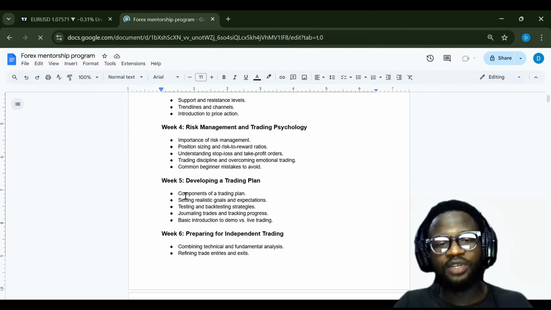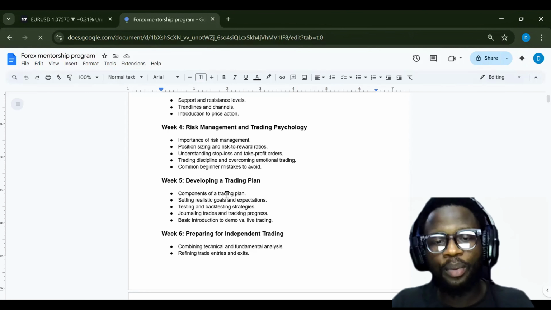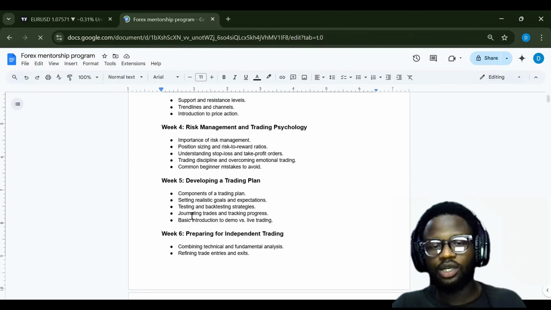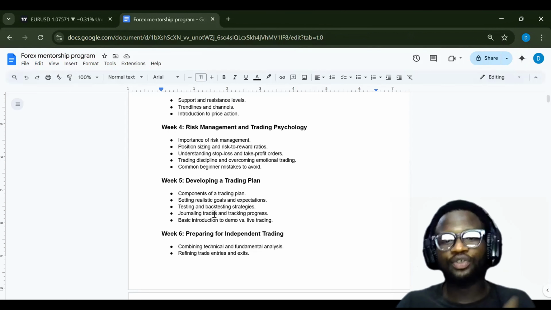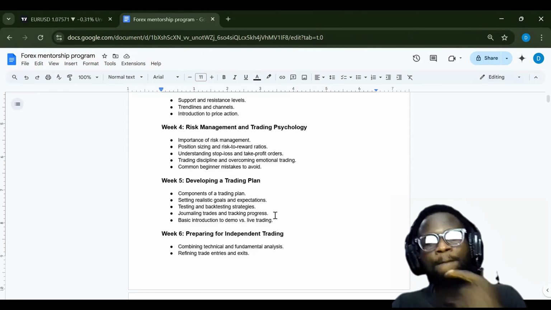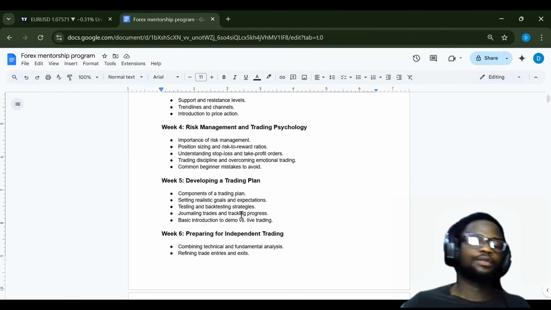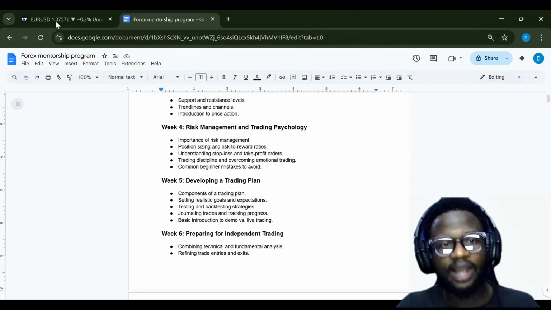What we'll be looking at in the next 5 days is components of a trading plan, setting realistic goals and expectations, testing and backtesting strategies, journaling trades and tracking progress, and a basic introduction to demo and live trading. All right, so let's get into it right here.